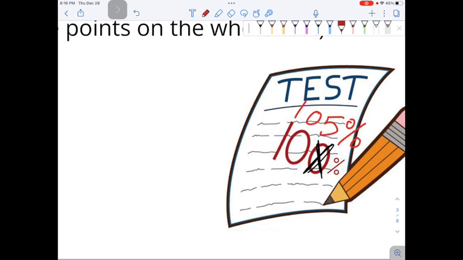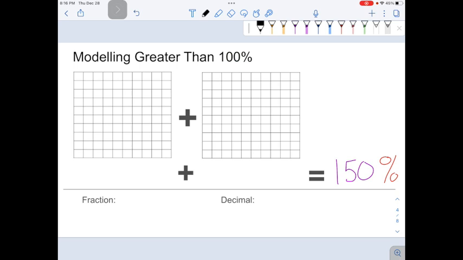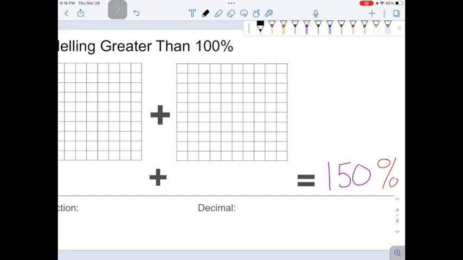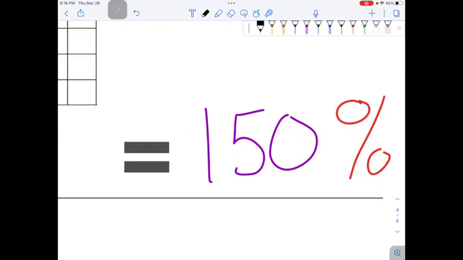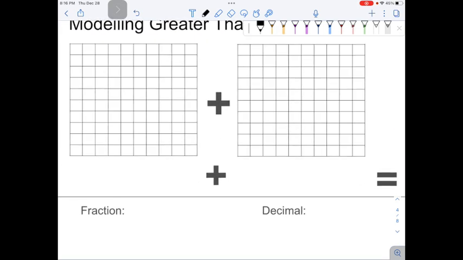If they got every problem correct as well. Okay, so what would it look like to be more than 100%? Let's think about what 150% would look like. I see 150% is a 3-digit number, and I know I can make 150 by adding 100% plus 50%, because 100 plus 50 makes 150.